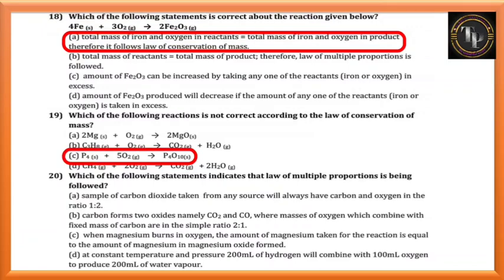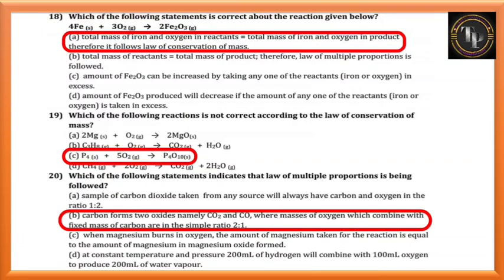The answer is phosphorus. Which of the following statements indicates that law of multiple proportions is being followed? Carbon forms two oxides, namely CO2 and CO, where masses of oxygen which combine with fixed mass of carbon are in the simple ratio 2:1.